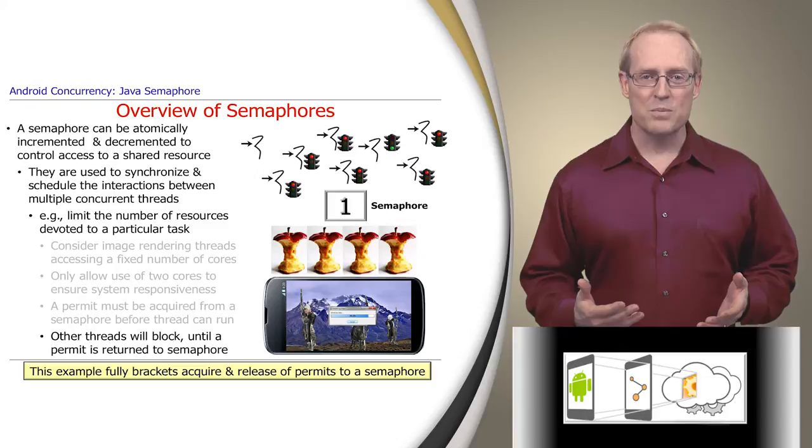The acquisition and release protocol in this example is fully bracketed, similar to a reentrant lock or reentrant read-write lock, since the thread that acquires a permit is the same thread that releases the permit. But that's just one of several use cases for semaphores that we'll examine in this video.